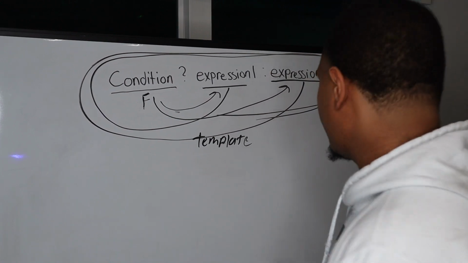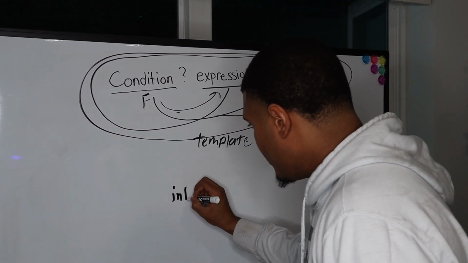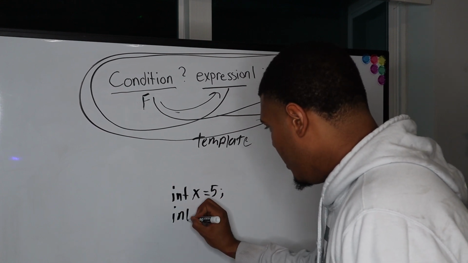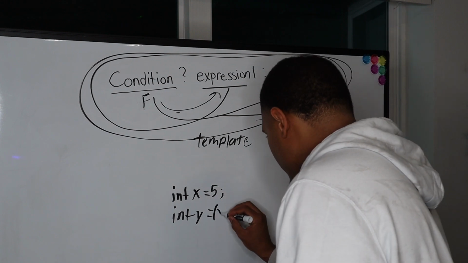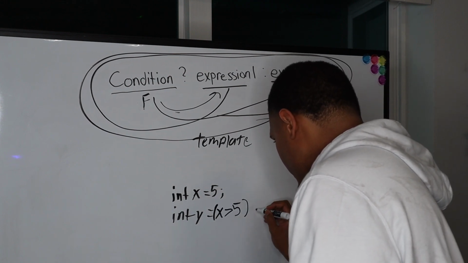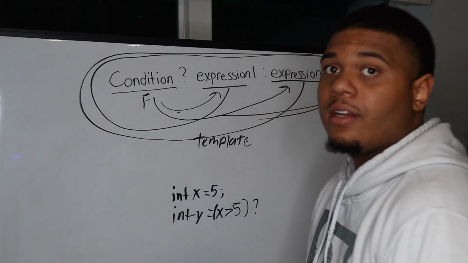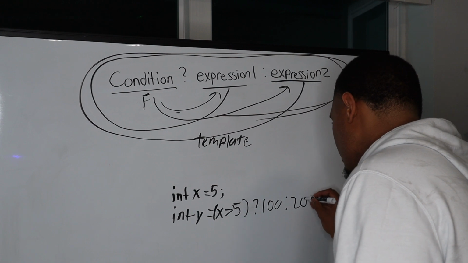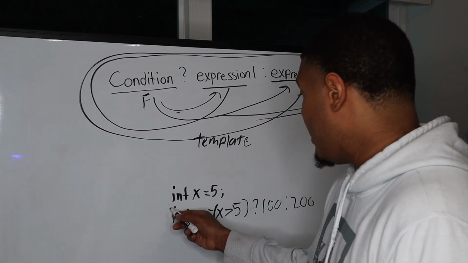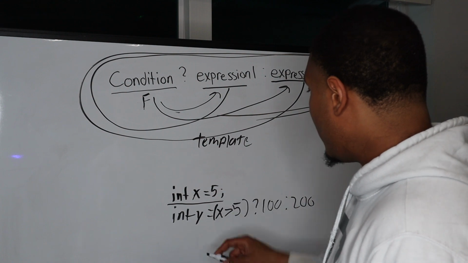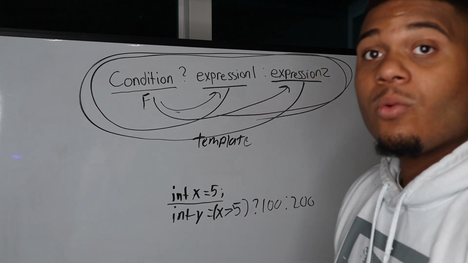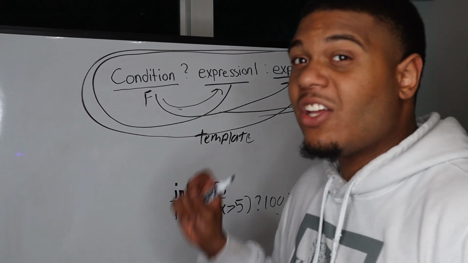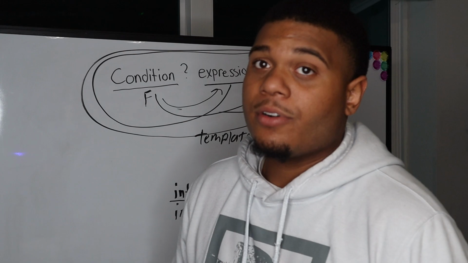For example, right here, we can say int x equals 5, and we can say int y equals x is greater than 5, ternary, and we can say two numbers, say 100 and 200. In this example, if x is greater than 5, y will be assigned the 100 value, otherwise it will be assigned the 200 value, right here. That's all I want to let you know, just a little bit more about the ternary. Let's get back to the program.